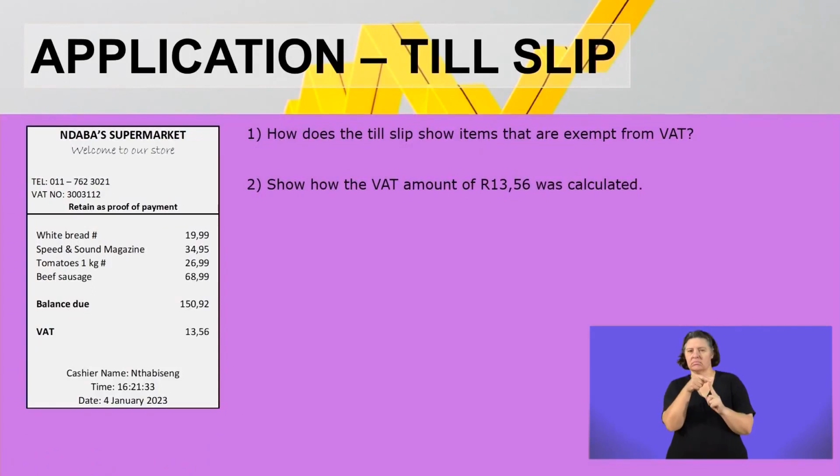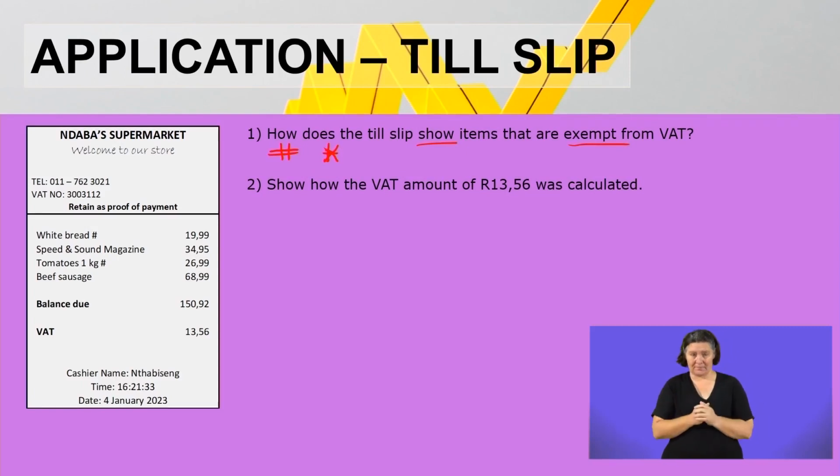Alright, so it says here, application: till slips. Again, let's quickly see what is presented to us. Question number 1 says, how does the till slip show items that are exempt from VAT, meaning no VAT included? If I look, for example, here at white bread and tomatoes, we are using what we call the hashtag. Please also note sometimes some till slips use what we call the asterisk.